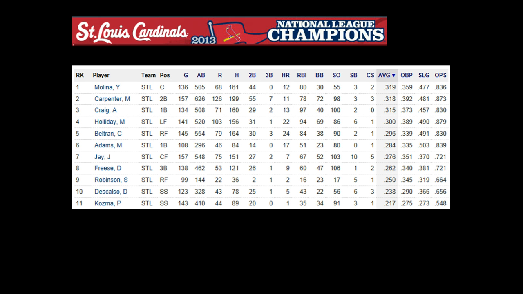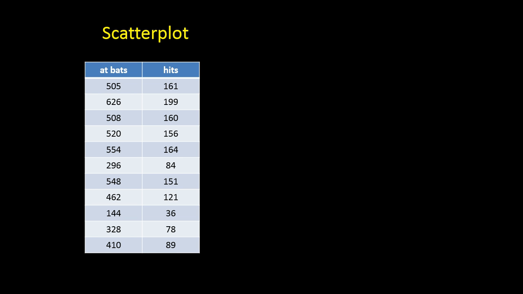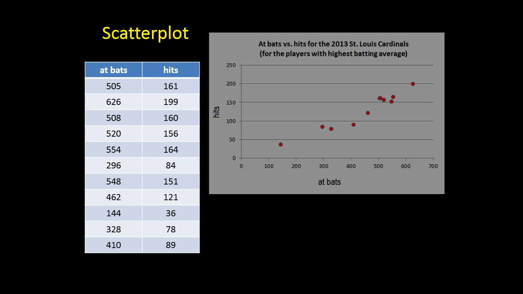Let's look at something that has a lot of data associated with it, and that's baseball. This is the top 11 batters for the St. Louis Cardinals in the 2013 season. There's a lot of numbers here, so we're going to concentrate on these two sets of numbers, the number of at-bats and the number of hits. And we're going to make a scatter plot of this information.